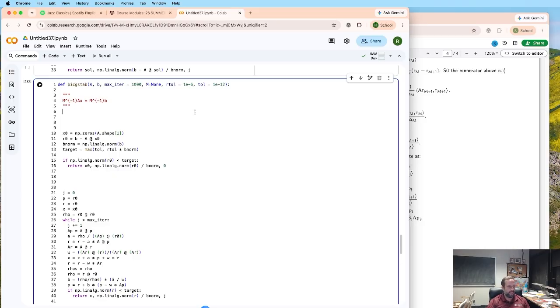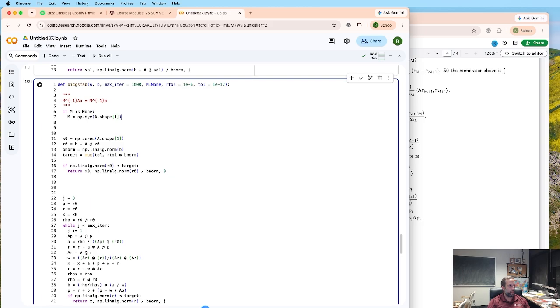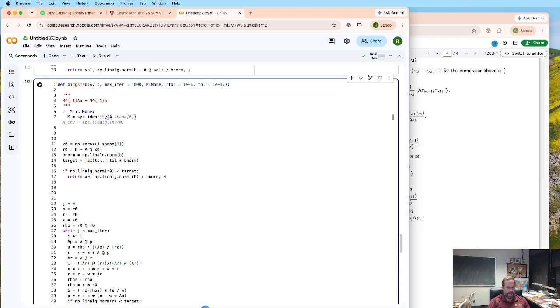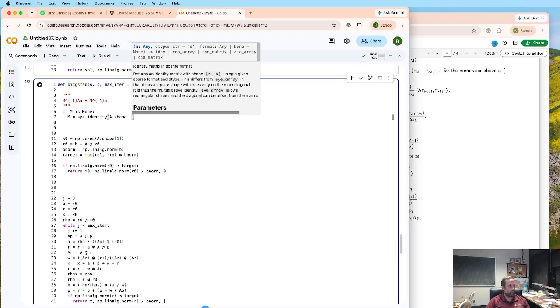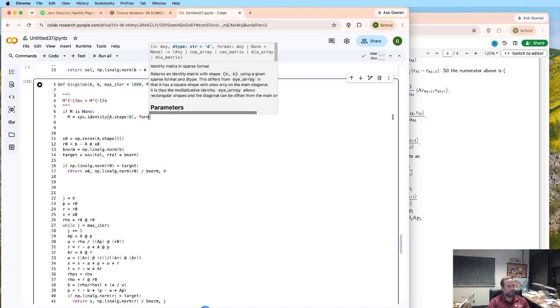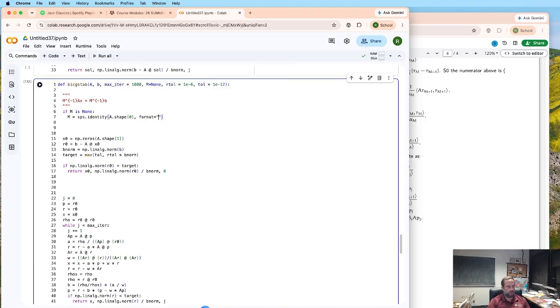The first thing that we need to do is take care of what happens if there is no preconditioner. If this is none, now we need to have a sparse matrix. So it's going to be SPS.identity, and then we want A.shape[0]. Oops. And we want it to be CSR. I think that's what it is by default. But anyways.